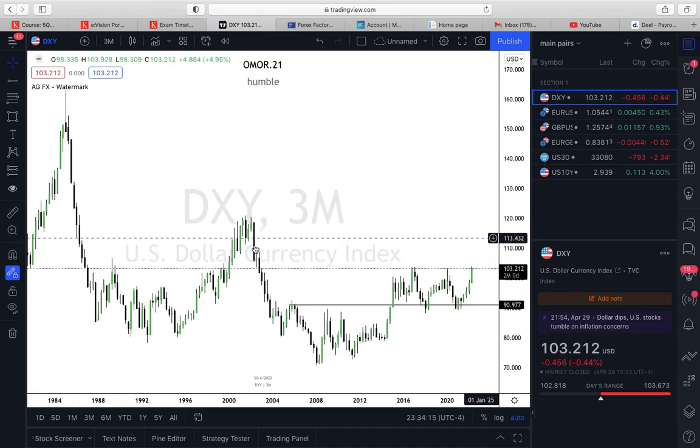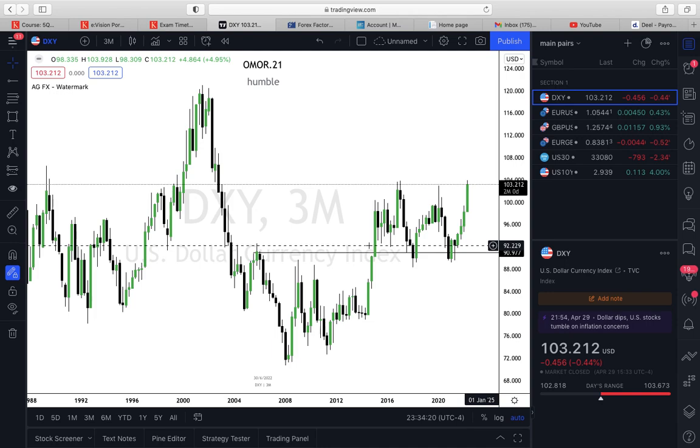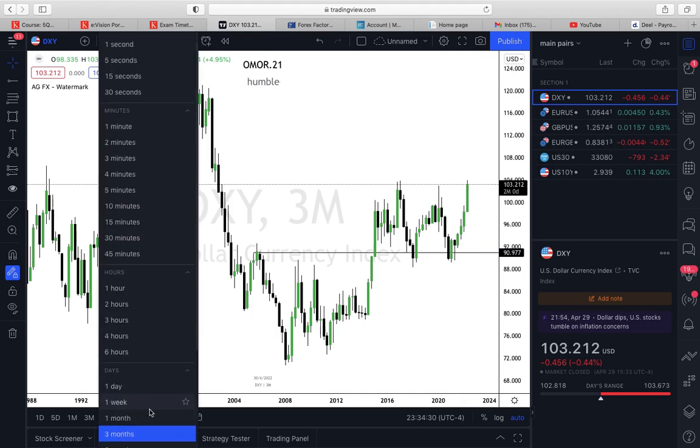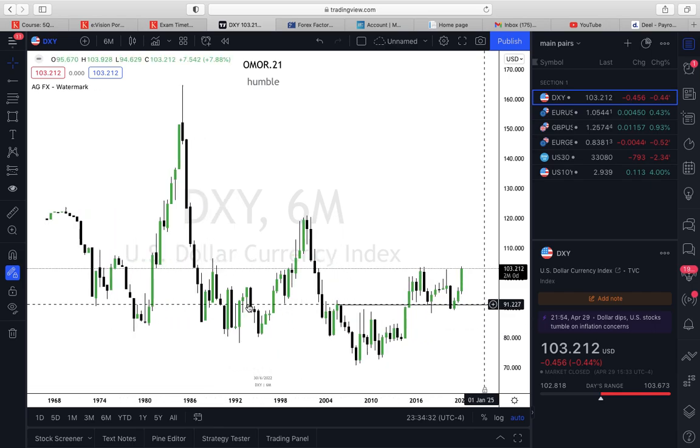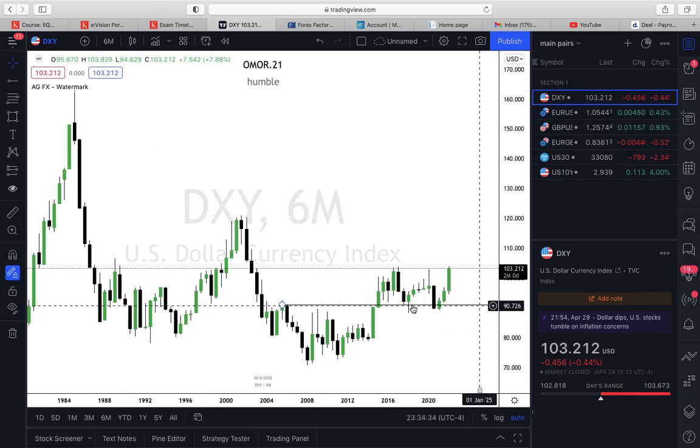I want to attack this price range. The higher time frames, that is the compass for the market, right? If you're going to 6 month, let's see a 6 month. Same thing. This high, we broke this high.